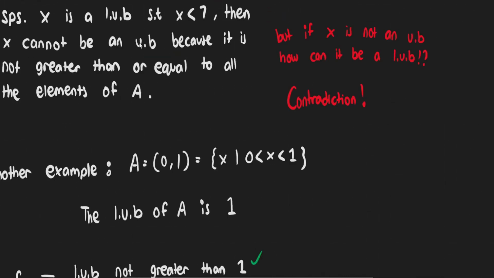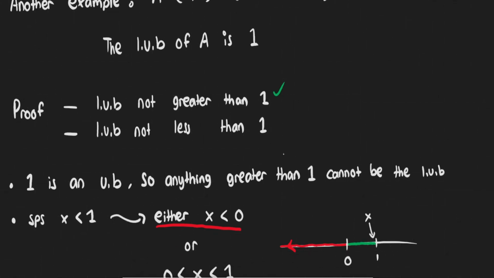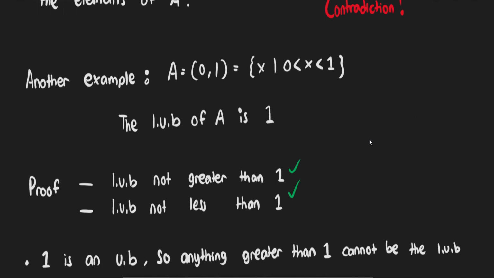If it's not an upper bound, then it cannot be a least upper bound. Therefore, we reach a contradiction. So let's give this thing a check mark as well. And therefore, this thing here is justified.